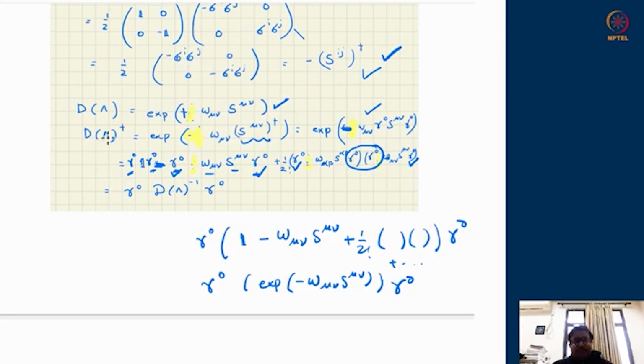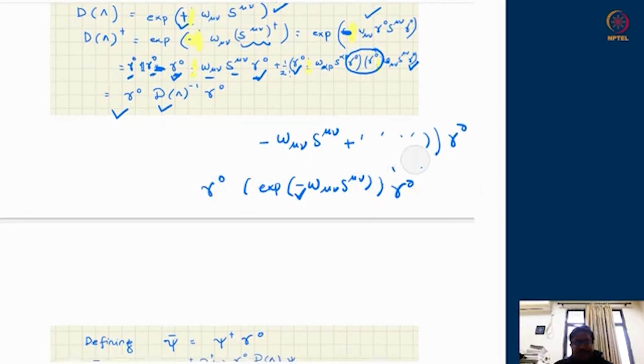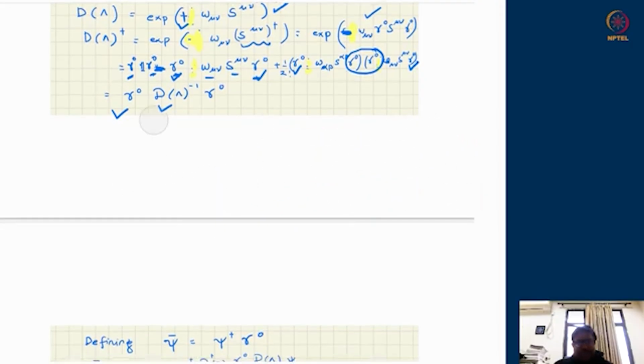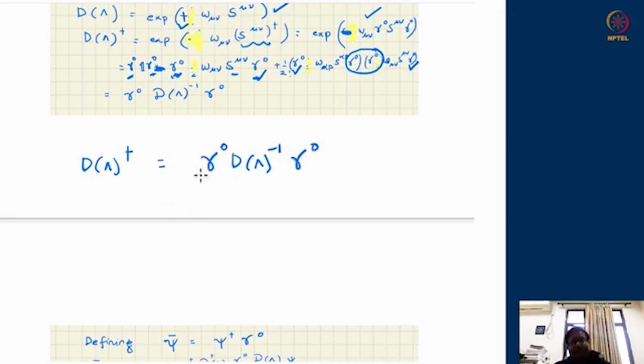So therefore you are going to get, after taking the dagger, gamma naught, the inverse transformation. This was plus, the direct transformation matrix comes with a plus signature, the inverse transformation comes with a minus signature. So you get gamma naught d lambda inverse gamma naught. So therefore the identity which we have landed up with is this: d lambda dagger is not d lambda inverse. Had it been a unitary transformation, then it would have been true, but all the Lorentz transformations are not unitary transformations, so therefore gamma naught extra multiplication you have to live with.